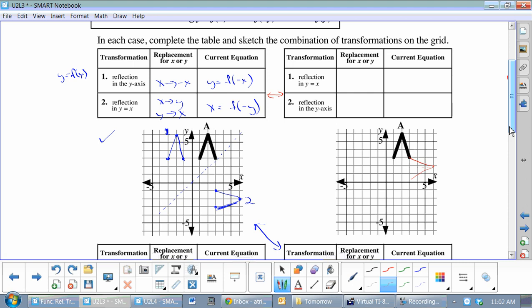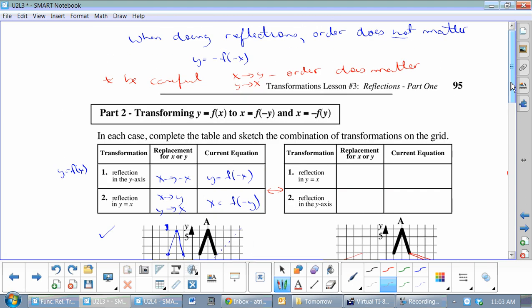And then it comes over here. So when doing reflections, order does not matter if you're just doing x to negative x and y to negative y. But be careful, if you do a y equals x in there anywhere and x equals y, it does change the order. Okay?